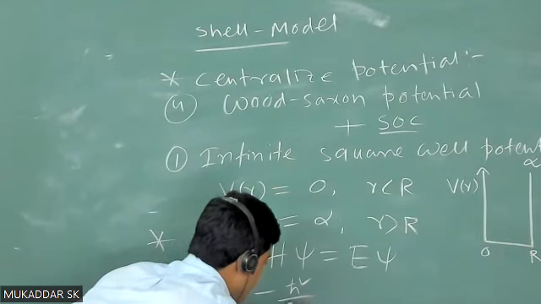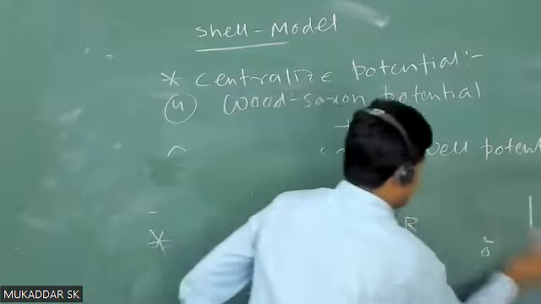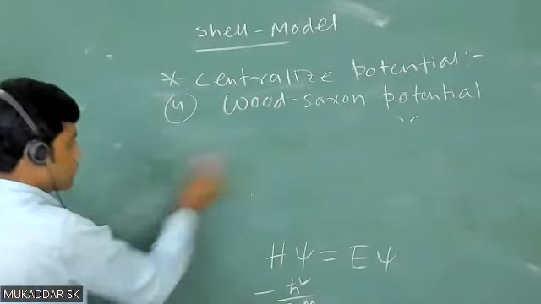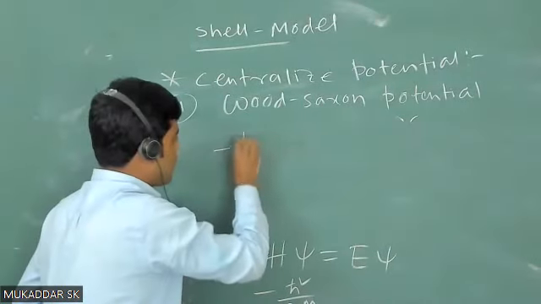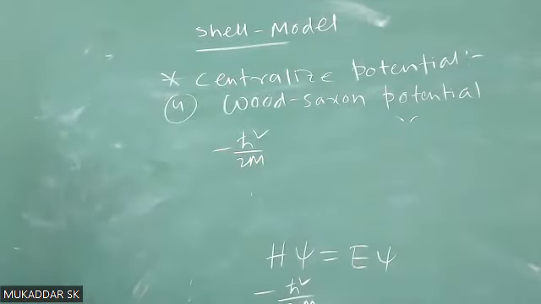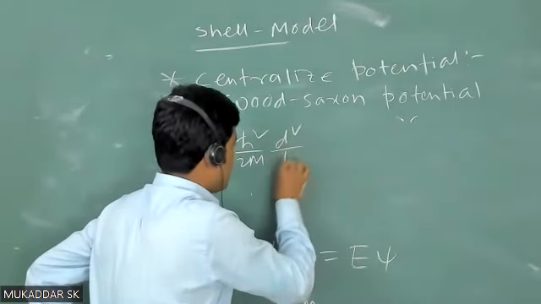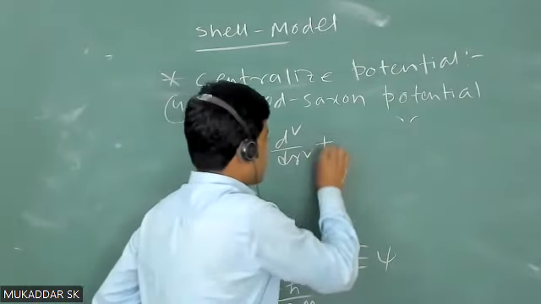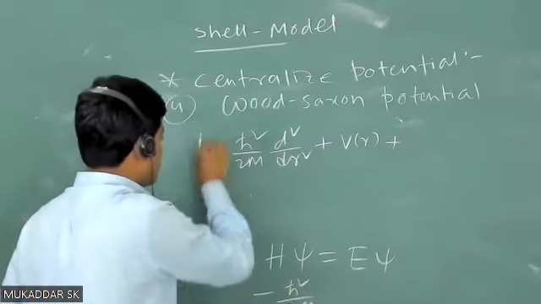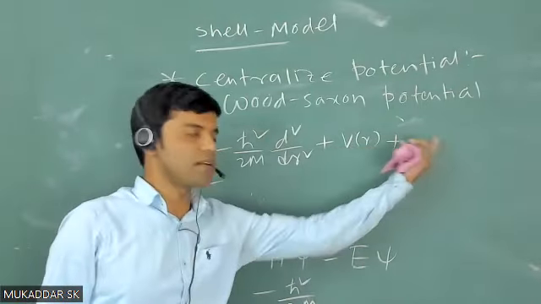Minus h cross square by twice m, where m is the mass of the nucleon, then d square by dr square plus V of r, plus you will have some additional term. Can anyone tell me what will be the additional term? So this is the V of r. You'll have some additional term here.